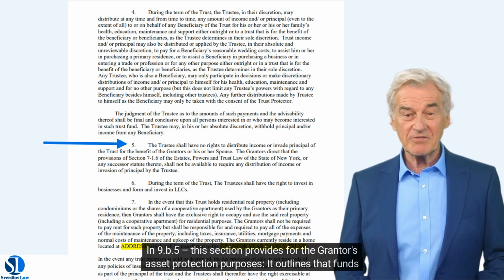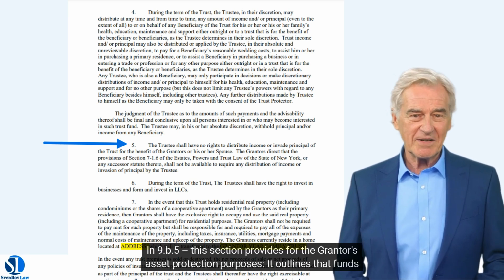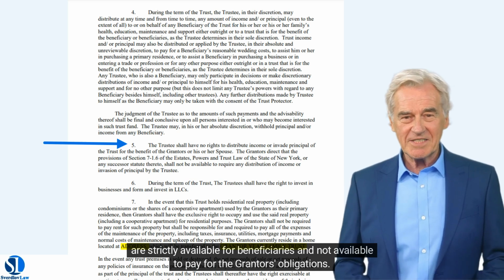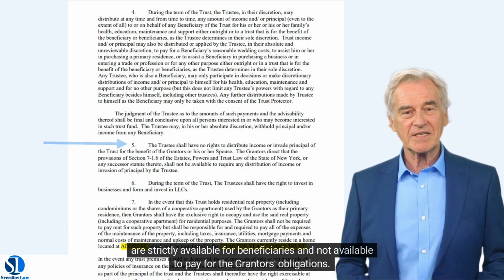In 9.b.5, this section provides for the grantor's asset protection purposes. It outlines that funds are strictly available for beneficiaries and not available to pay for the grantor's obligations.